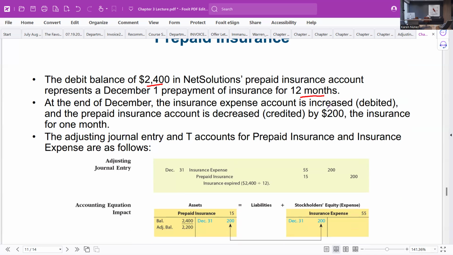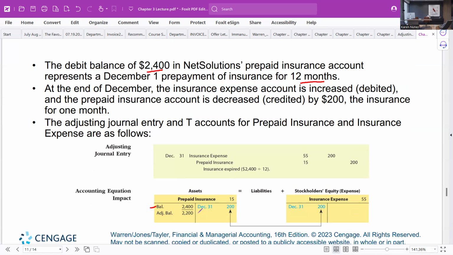So on December 1, we put all of that $2,400 into this asset account called prepaid insurance. And here it is, right? Prepaid insurance, we put it in this asset account. $2,400 goes into that asset account. But then we get to the end of the month. We get to December 31st, and now we've received the benefit of this insurance for 1 month. So now we have an expense for 1 month. So all we're doing is we're putting 1 month of insurance into the expense account and taking it out of the prepaid account. 1 month.